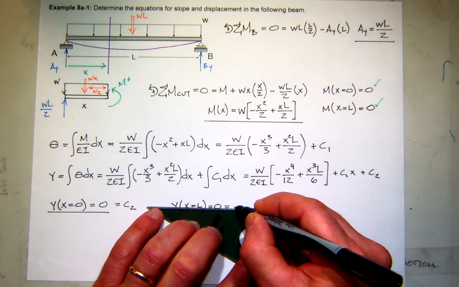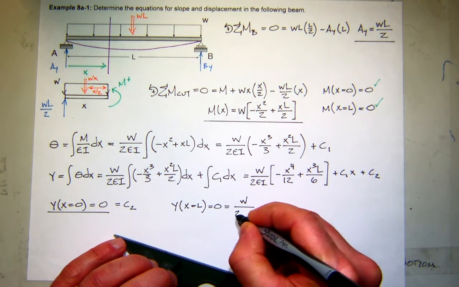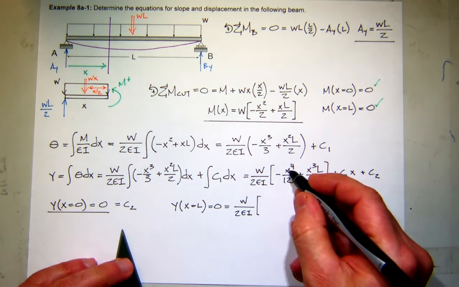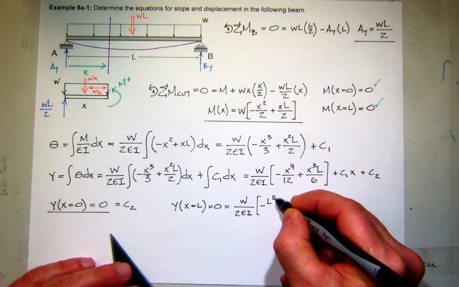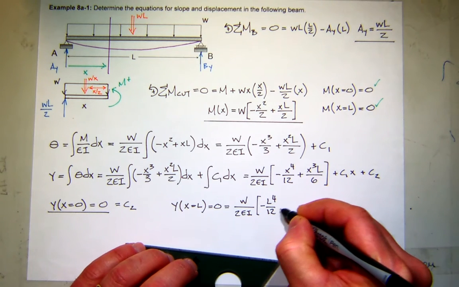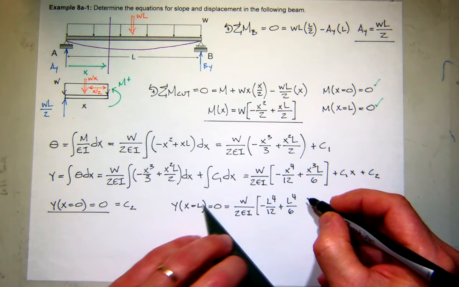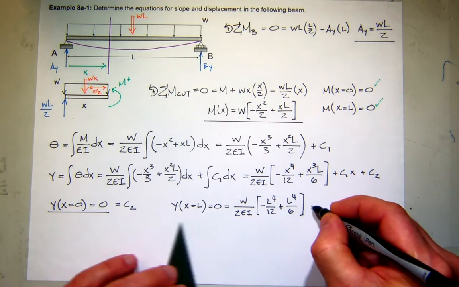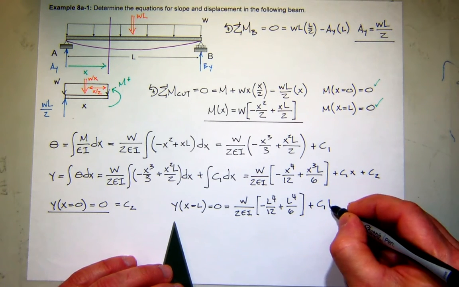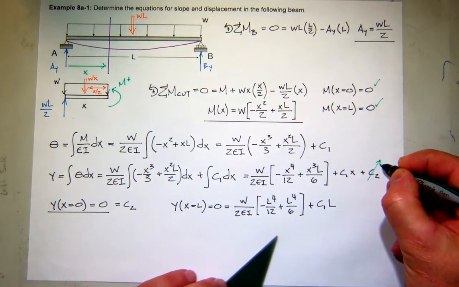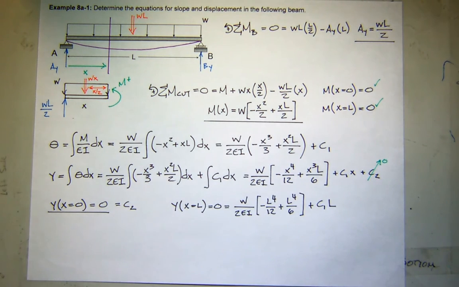So let's do that. So I've got W over 2EI, and then when I plug in L here, I get minus L to the 4th over 12 plus L to the 4th over 6 plus C1L, and what's C2? It's already gone to 0, right? So I've got one equation and one unknown, C1. So solve for C1.